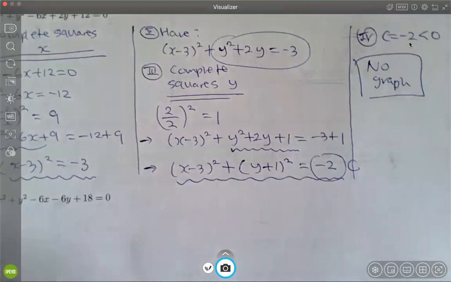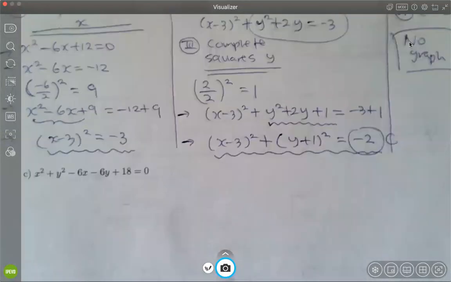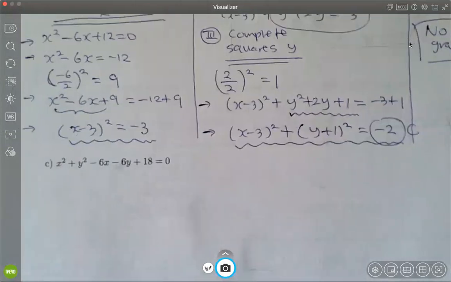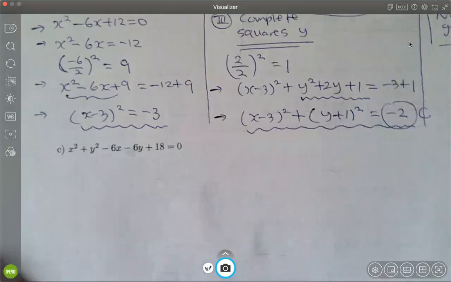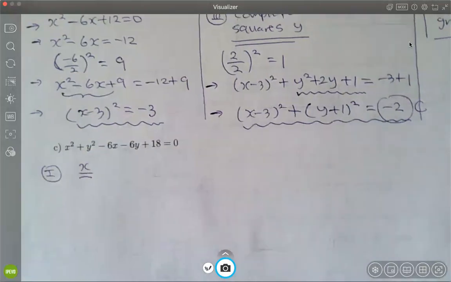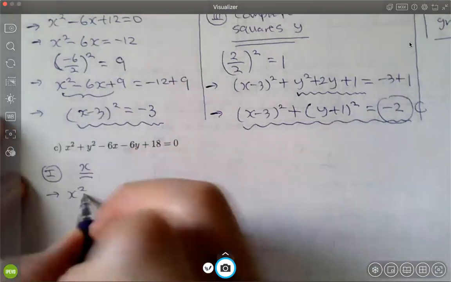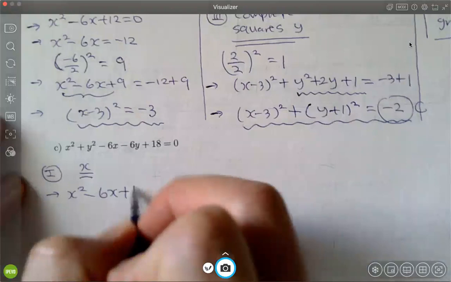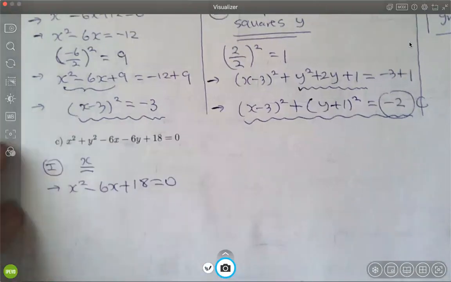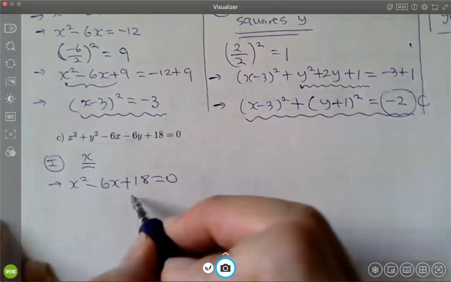And now, the last part, C. X squared plus y squared minus 6x minus 6y plus 18 is equal to 0. Okay, so now, again, we will look at the x part. Complete the squares for x. So now, what does that mean? We have to focus on x squared minus 6x plus 18 equals 0. Okay, so now, here, I will skip a step. So what do we do? First, we subtract 18, right?